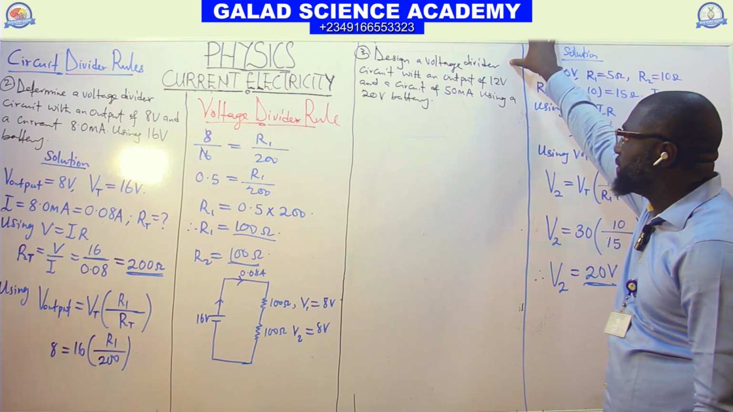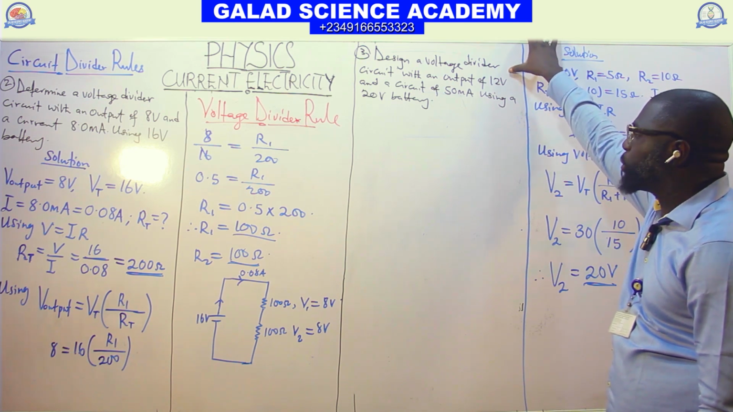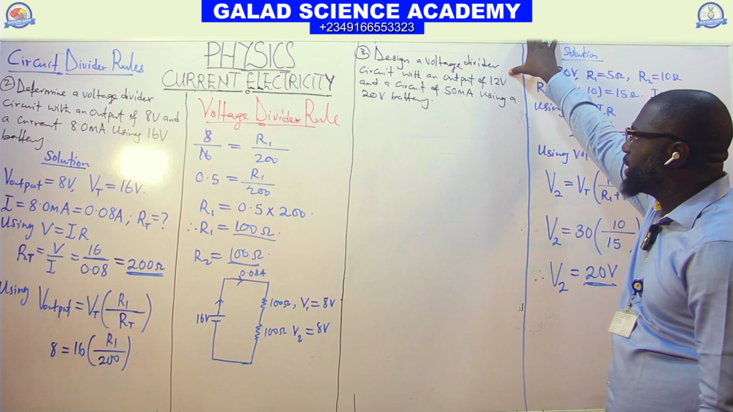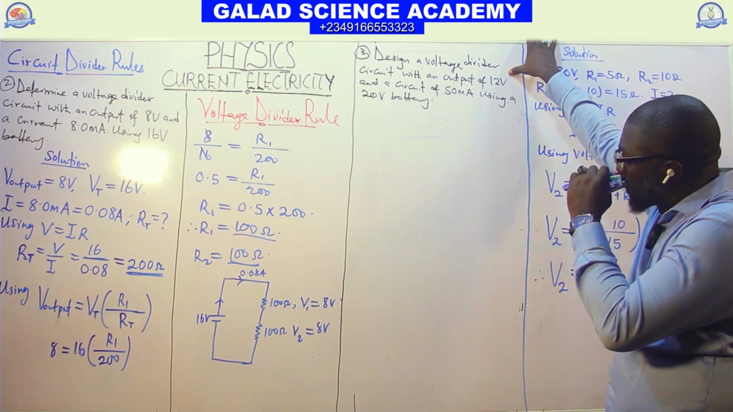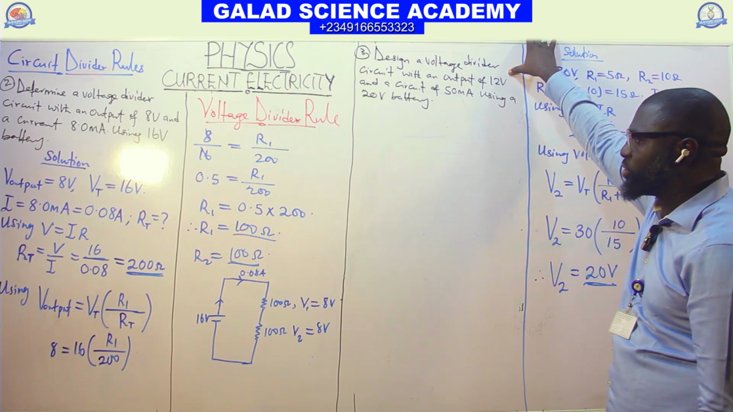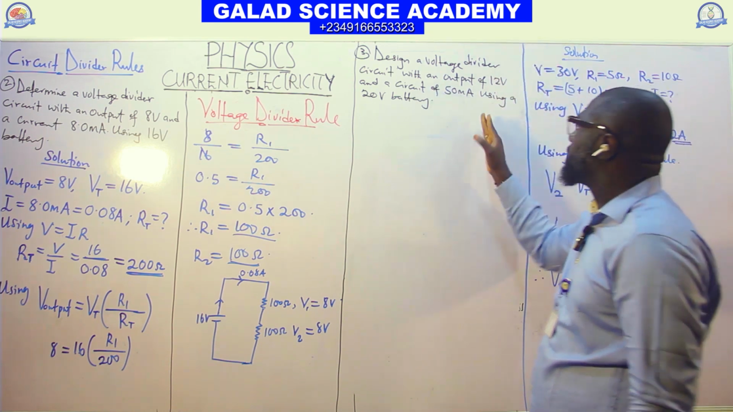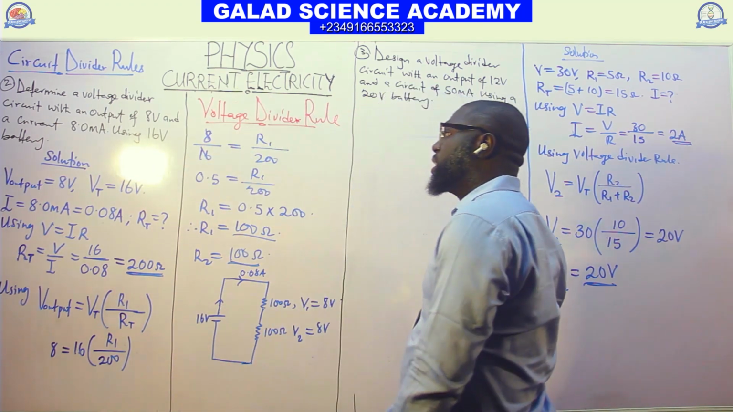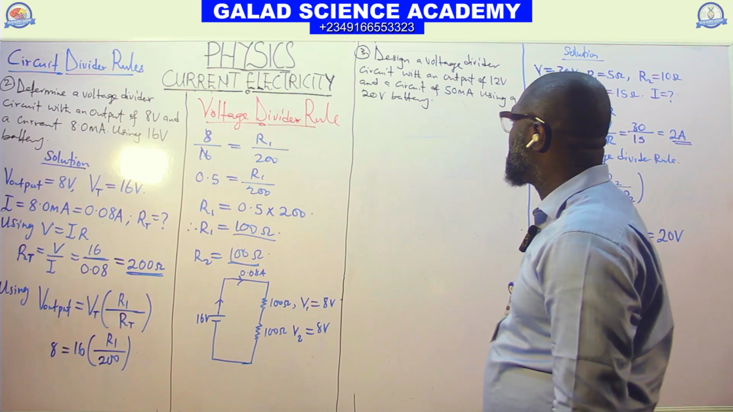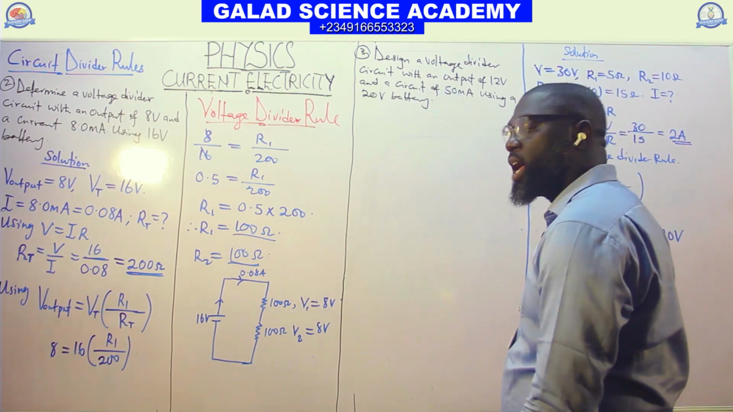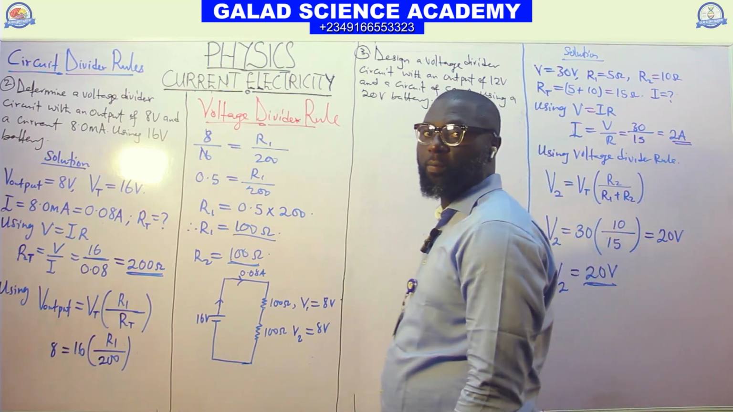Design a voltage divider circuit with an output of 12 volts and a current of 50 milliamperes using a 20-volt battery. This question is almost the same as this one. Please, don't let me solve it. Help me to solve it and put your answer in the comment section.